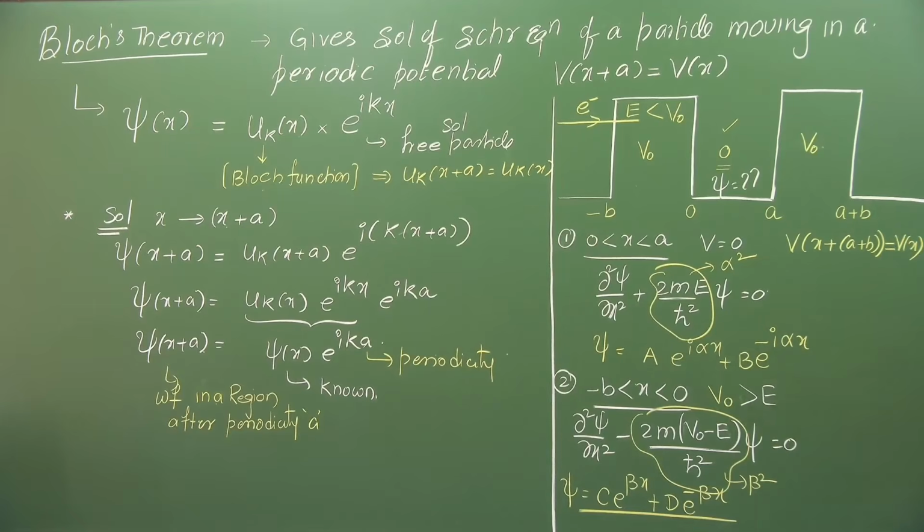One more time I am reminding you, whatever we are doing is what? The nearly free electron. That means what is the assumption we made? In the vicinity of the nucleus, the electron is assumed to be free. Please remember that.